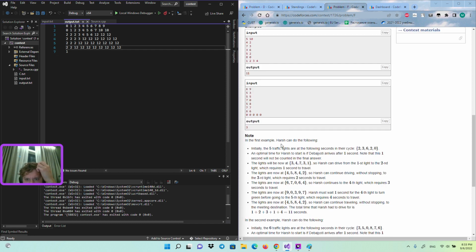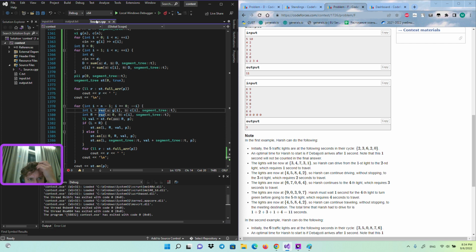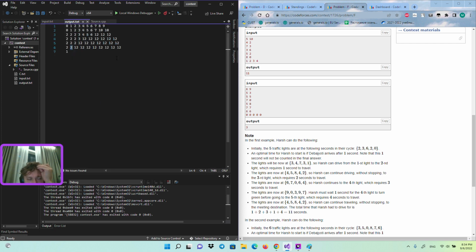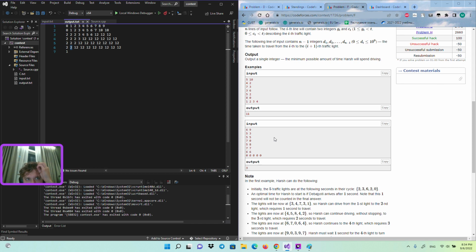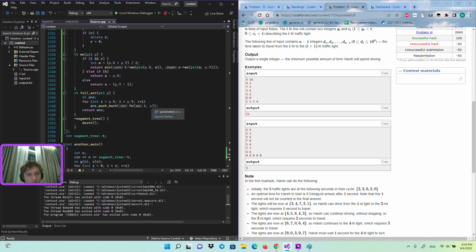Okay, in the first example, he said that he can just start at the first moment, but it is wrong. Yeah, this is wrong. We can't start at the first moment. Okay, maybe we just have to do it.